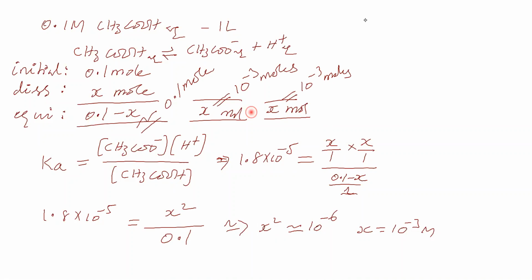Now at equilibrium, 10 power minus 3 moles of H plus ions are there, 10 power minus 3 moles of acetate ions are there, and 0.1 moles of acetic acid, that is 10 power minus 1 moles of acetic acid, is there. Okay, so like this it is present.